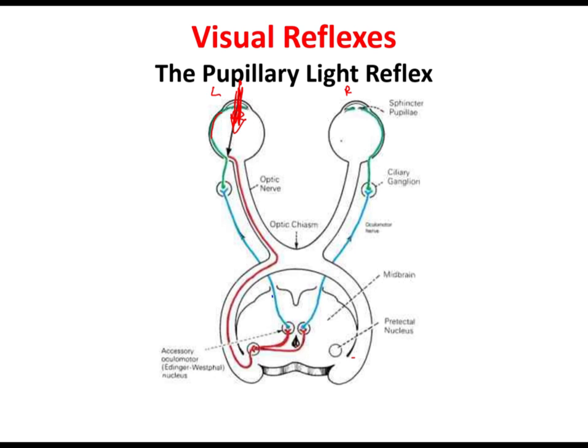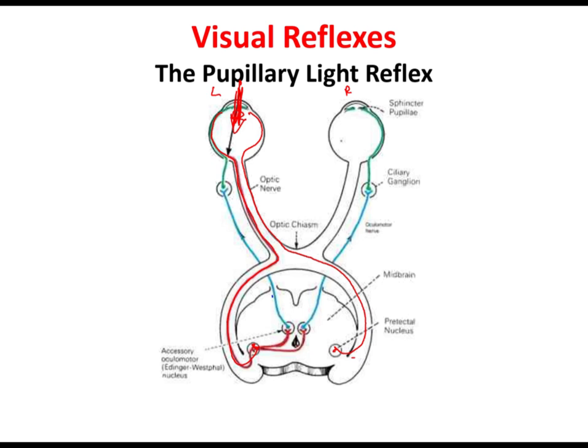So the light will hit the retina in the left eye. We have the afferent portion carrying the information to the pretectal nucleus. And again, I'm going to draw, since we're talking about light reaching both the retina on the nasal and the temporal side, this information travels to the pretectal nucleus both on the left and the right-hand side.